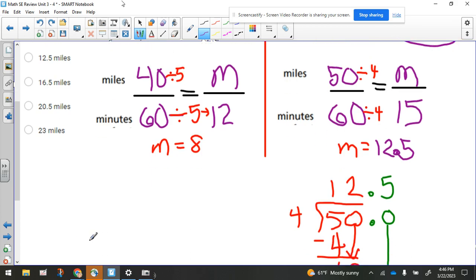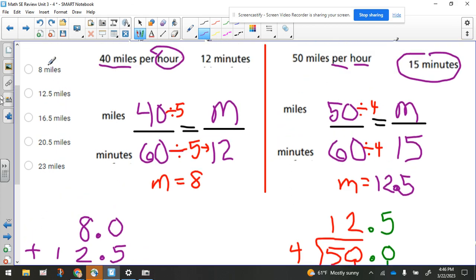So when you set this up with the algorithm, you want to rethink 8 as 8 and 0/10. So that's this number just rewritten with a decimal. And then let's put this number with the decimals lined up, and we're adding the two things together. When you finish adding these two things together, you're going to get one of these answer choices.